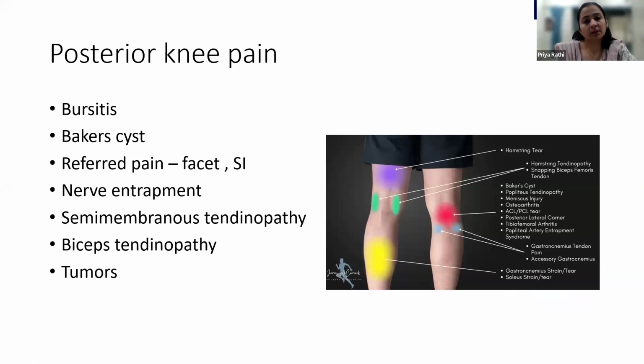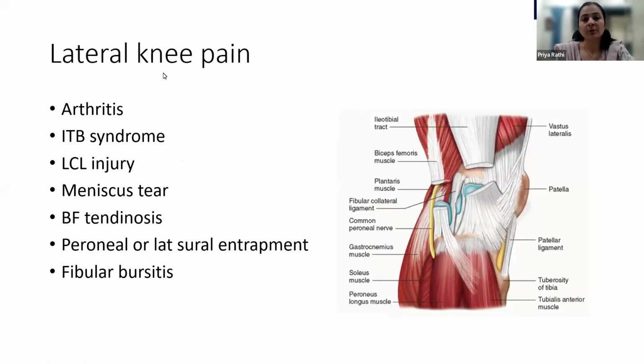Posterior knee pain, again, it could be because of the bursitis, Baker's cyst. Very important cause, it can be referred pain from facet joint and SI joint. There could be nerve entrapment, semimembranosus tendinopathy, biceps tendinopathy, and tumors. If we talk about lateral knee pain, it could be because of IT band, or it could be because of the bursa, fibular bursa, or it could be because of the lateral meniscus tear or lateral collateral ligament injury.